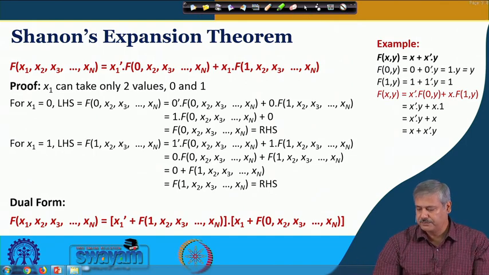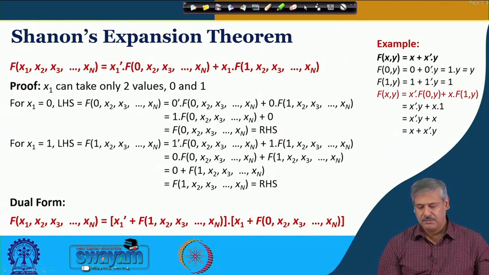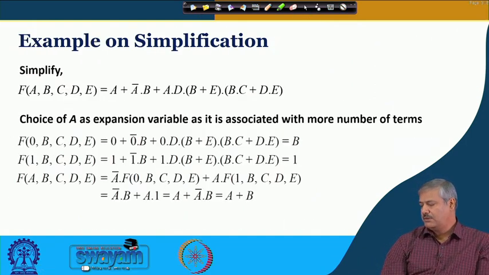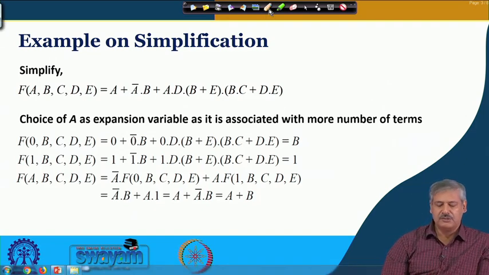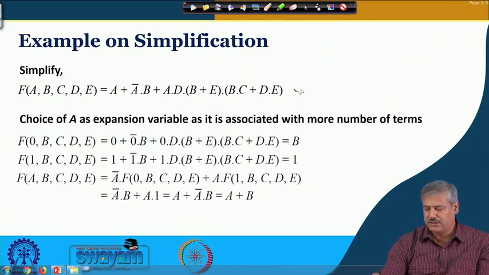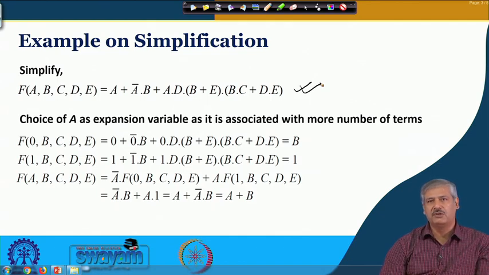Okay. Now, this can be useful in simplification problems as well, right. So, we take one example. This is a 5 variable problem where the right hand side looks something like this, and if we want to apply Shannon's expansion theorem, there is one variable we want to take out.